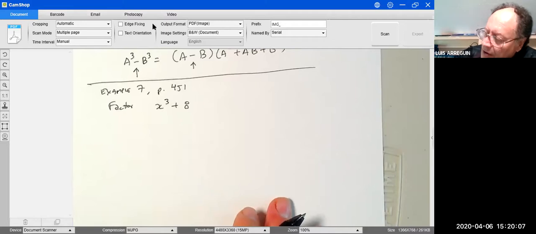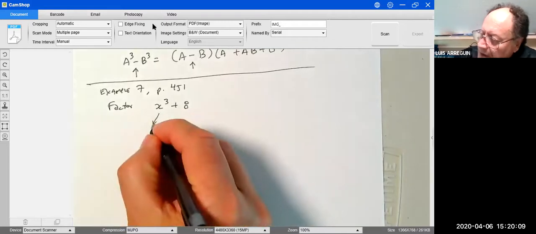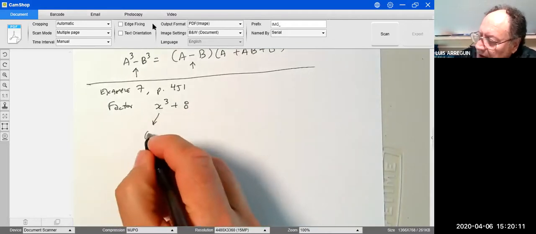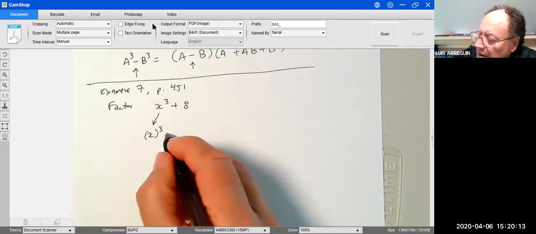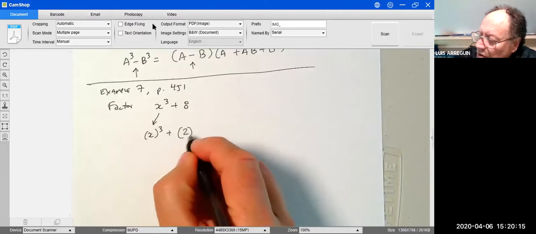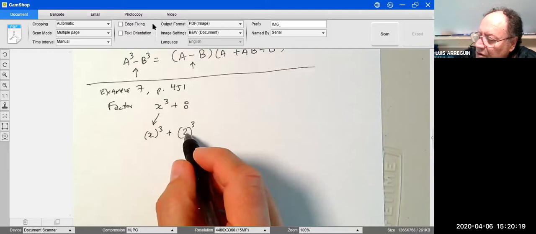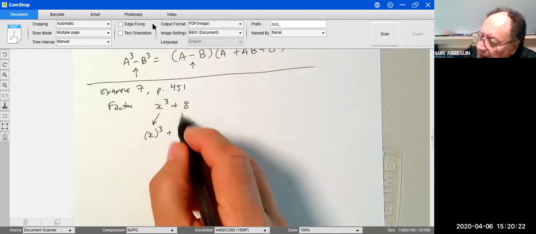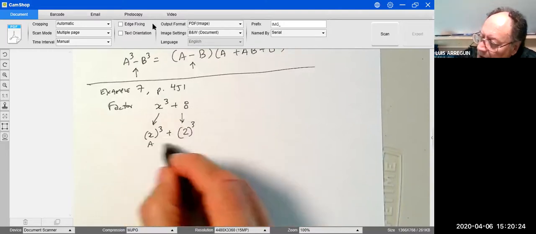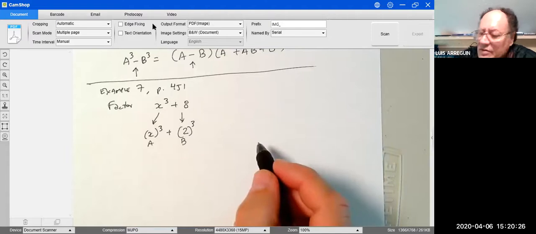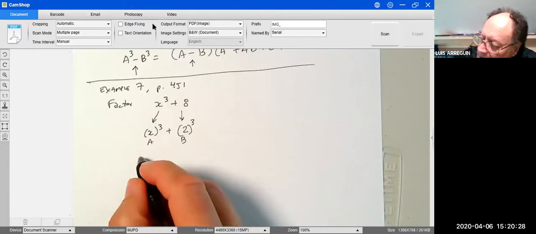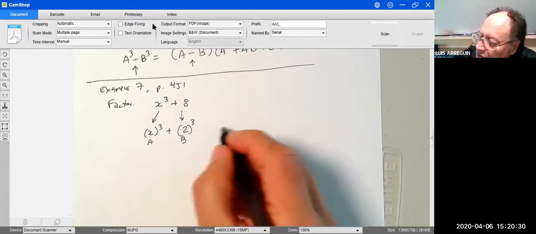Okay, so now we're going to rewrite this as perfect cubes. So x cubed is just x cubed, and 8 is just 2 to the cube, because if you multiply 2 times 2 times 2, you're going to get 8. So now you know a and you know b. So a is x and b is 2.